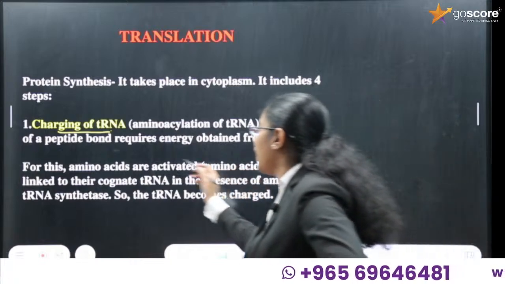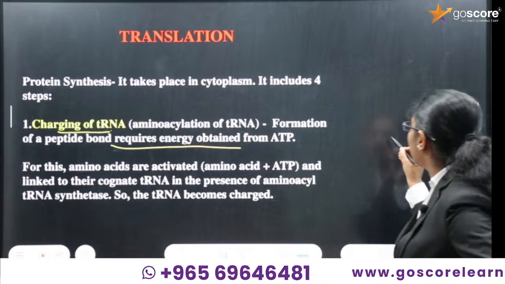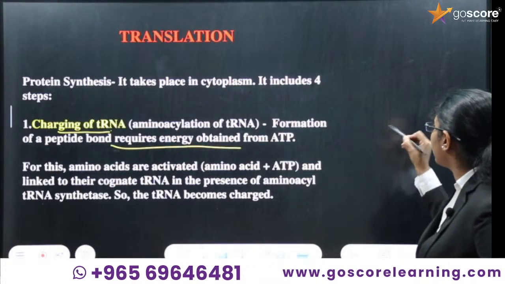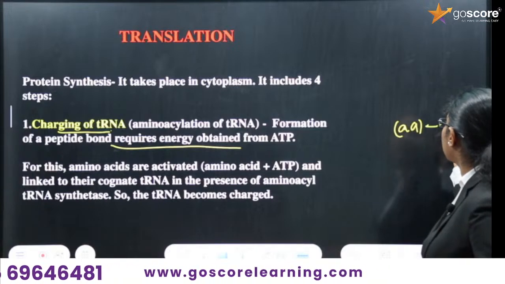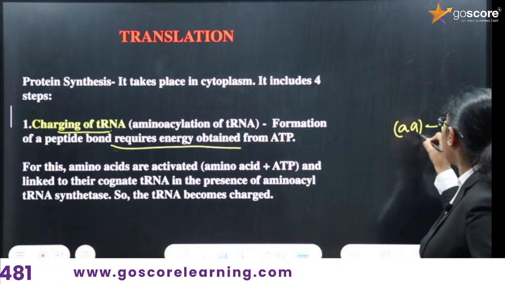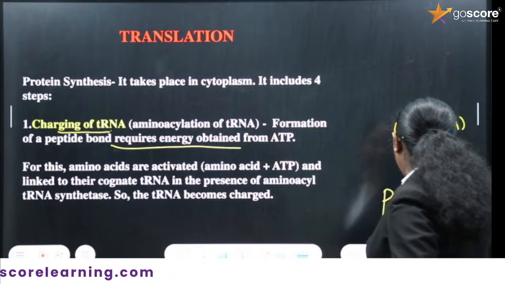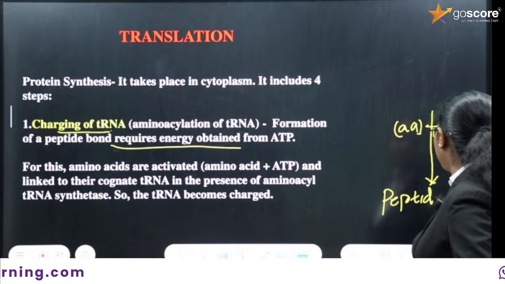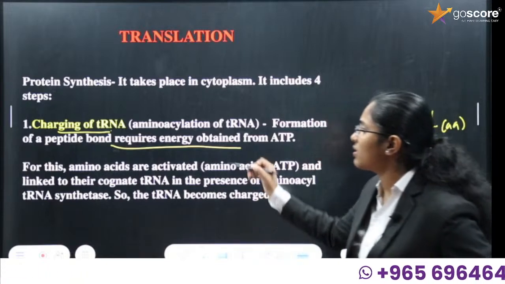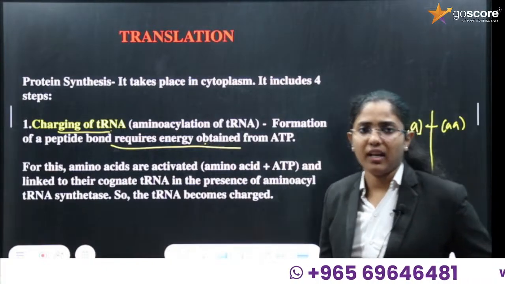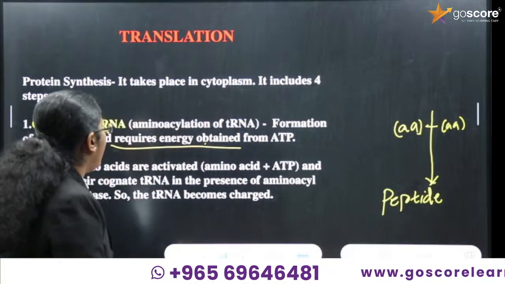Formation of a peptide bond requires energy. If you are considering amino acids in translation, this is the first amino acid connected. Then the next amino acid will be coming. The two amino acids are connected with the help of which bond? It is the peptide bond. So for the formation of a peptide bond, what is required? Energy is required. And for the energy requirement, the amino acid will be connected with ATP.